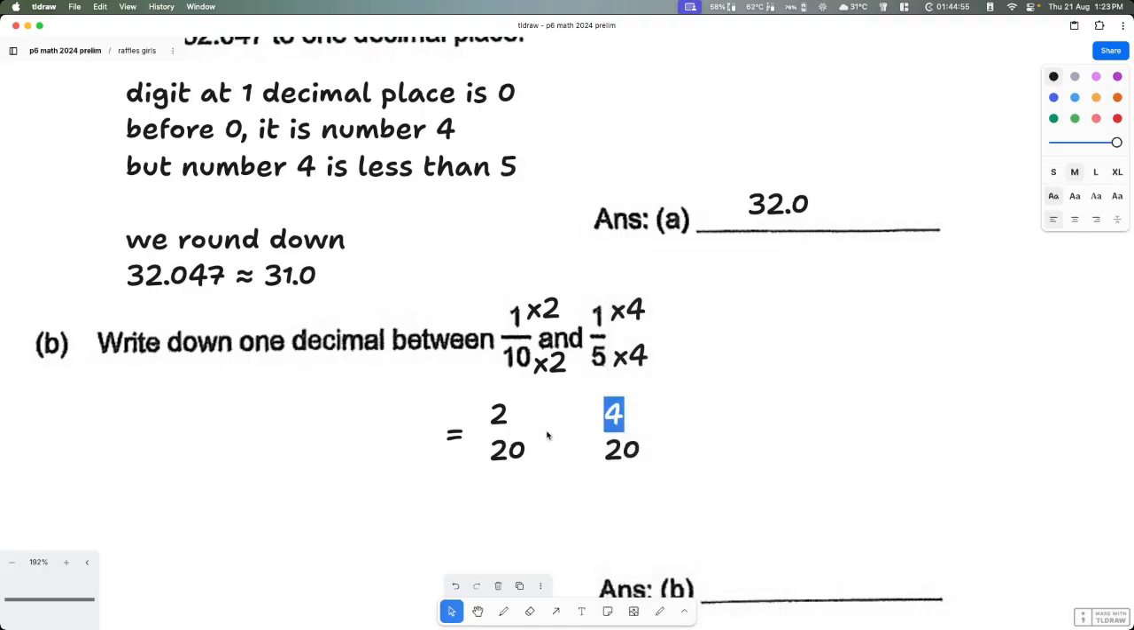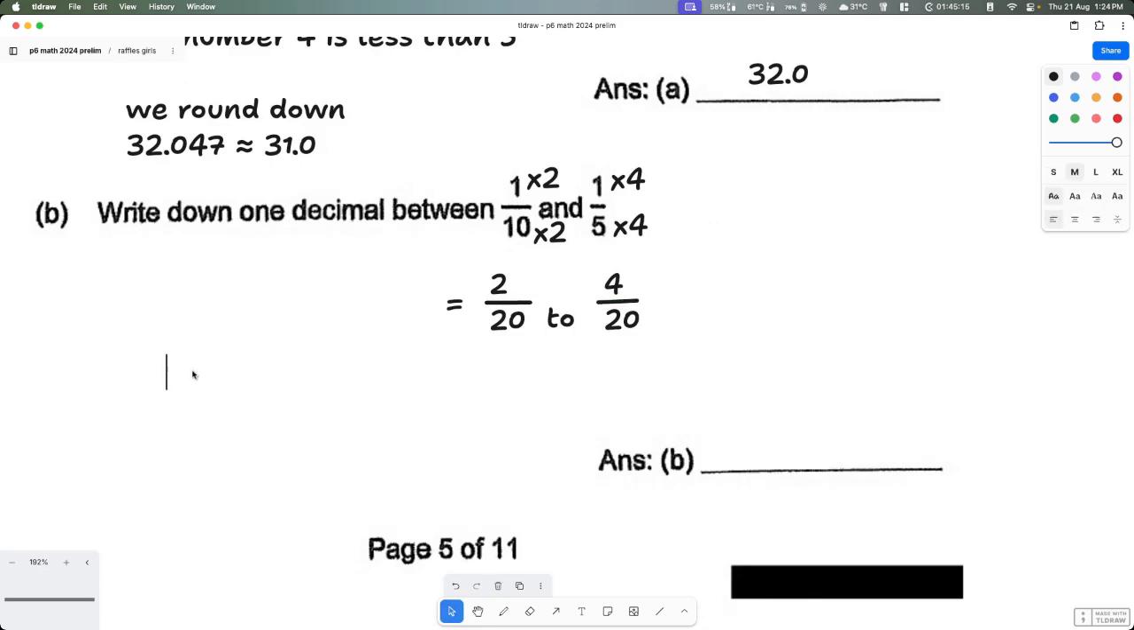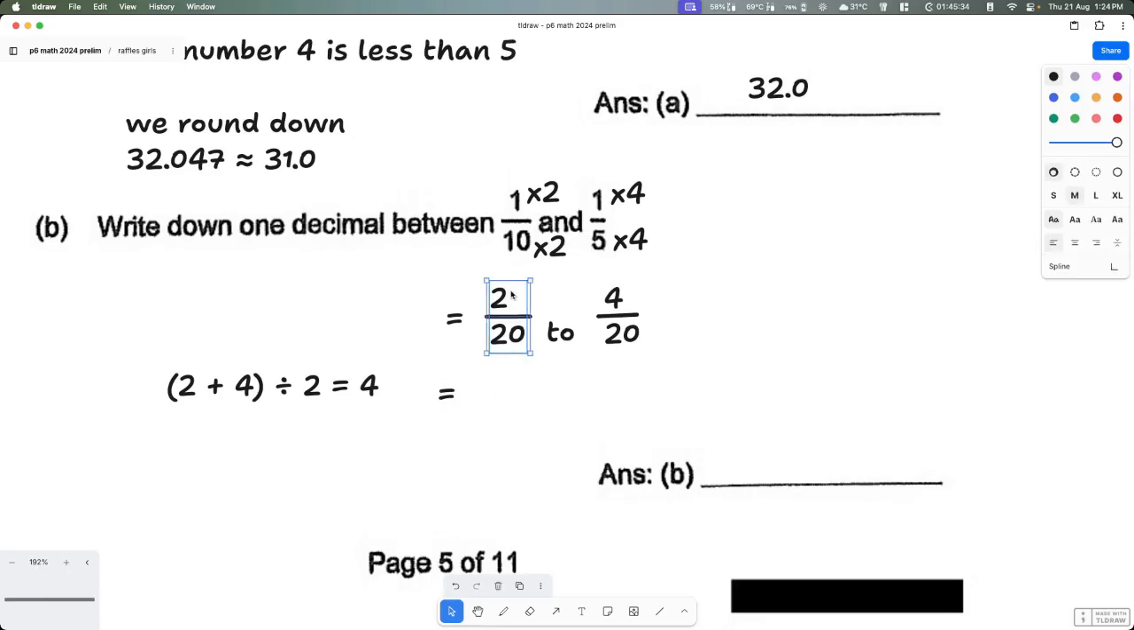Okay, so I think this is much better, 2 out of 20 to 4 out of 20. So what's the one decimal in between these two? In this case, 2 plus 4, and then divide by 2. This will be 6, so 3. So that means 3 out of 20.